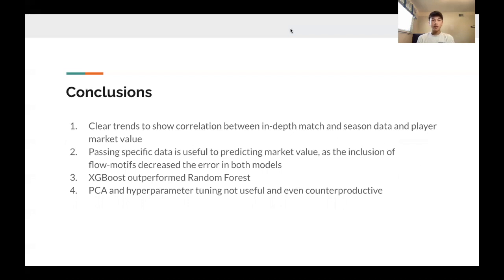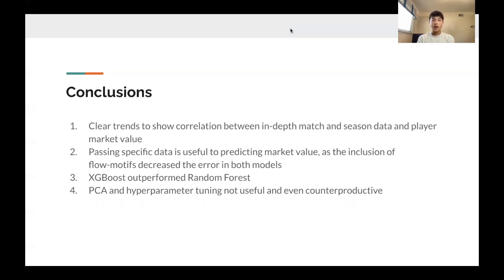Conclusions. My first conclusion was that there are clear trends to show correlation between in-depth match and season data and player market value. Passing specific data is useful in predicting market value, as the inclusion of flow motifs decreased the error in both models, making passing a heavily important part of market value.